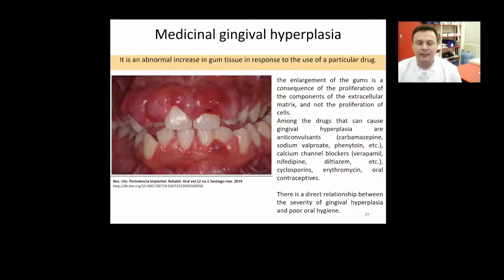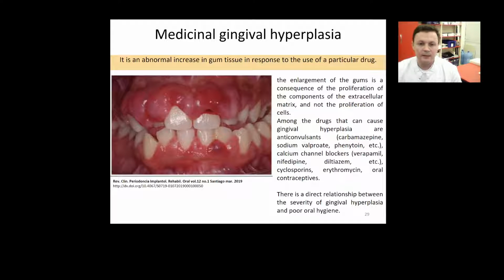Gingival hyperplasia is an increase in gum tissue in response to the use of a particular drug. The name hyperplasia does not reflect the essence of the process occurring in this pathology. Some enlargement of the gums is a consequence of the proliferation of a component of the extracellular matrix and not the proliferation of the cells.